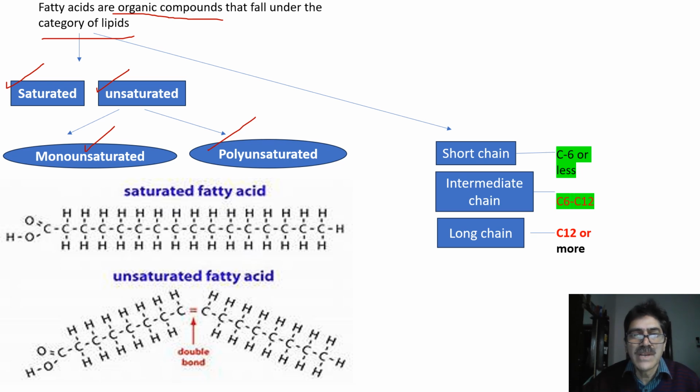Here is the example of saturated fatty acids, absence of double bond you can see, and here you can see unsaturated fatty acids, presence of one particular double bond. Now, fatty acids can also be grouped into three subclasses on the basis of number of carbon atoms in the overall hydrocarbon chain. So we have short chain fatty acids, where the number of carbon atoms will be 6 or less. Intermediate or medium chain fatty acids, number of carbon atoms will be 6 to 12. And finally, long chain fatty acids which bear 12 carbon atoms or more.